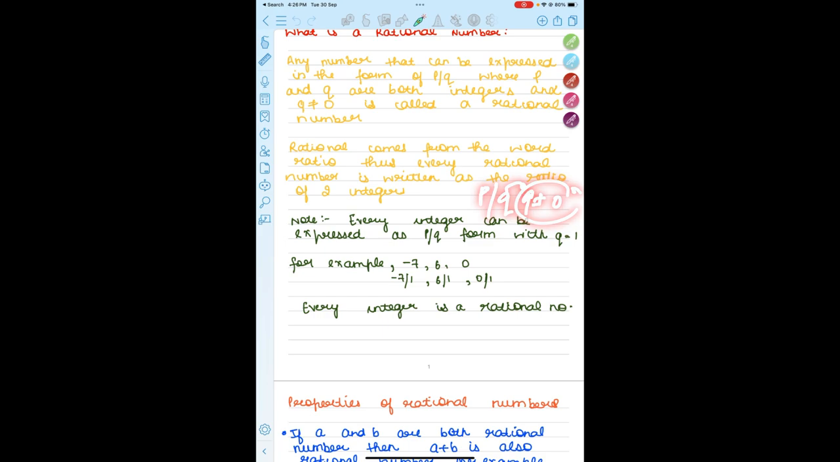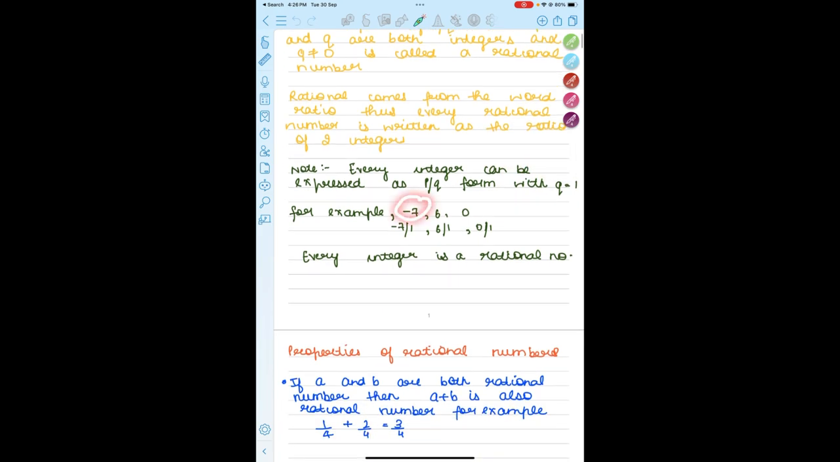For example, as I have told, minus 7 can be written as minus 7 by 1, 6 can be written as 6 by 1, and very important, 0 can be expressed as 0 by 1. So here, as I have mentioned, q cannot be equal to 0, but p can be 0. p pe koi bhi criteria nahi laga hua, p can be 0. So 0 is also a rational number. So we conclude that every integer is a rational number.